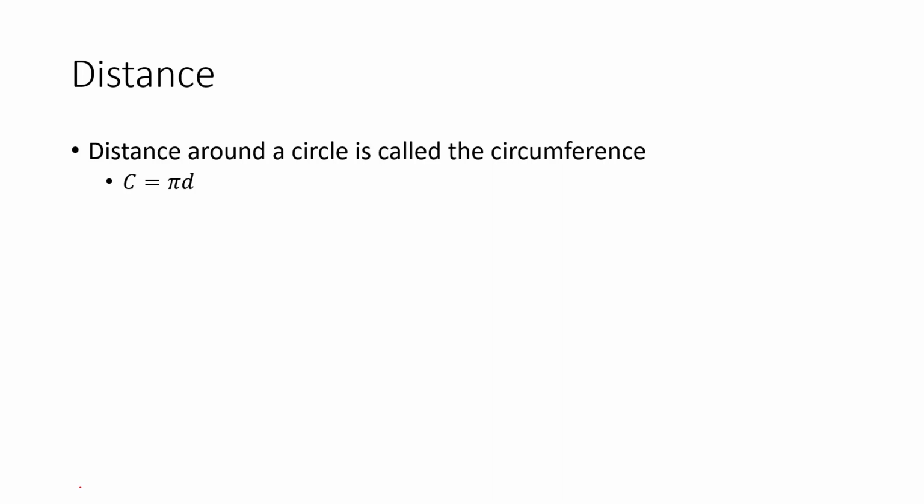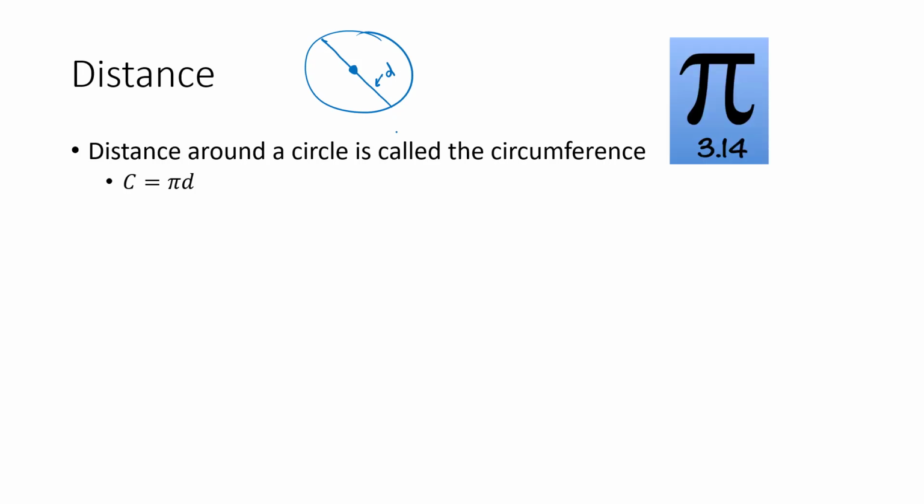The diameter is what goes all the way through the center of the circle. So here's the center. All the way through, we call that d, the diameter. All the way through the center of the circle is the diameter. And pi is that famous number 3.14.